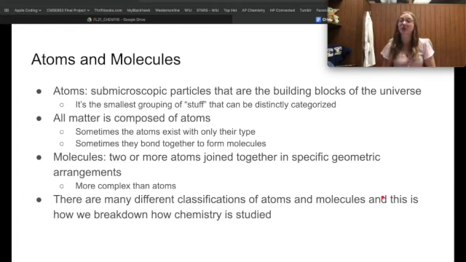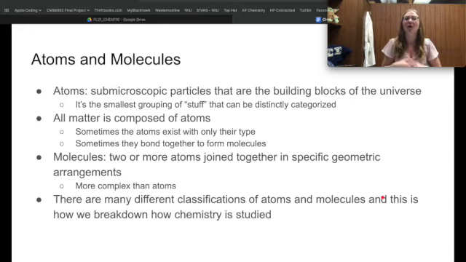We do have special equipment that allows us to see individual atoms, but again, we're calling that submicroscopic because you're not even going to be able to use a general science microscope to do this. We'll talk a little bit more about what we do use to do that in just a second. But when I say they're the building blocks of the universe, what I mean is they're the smallest grouping of stuff that we can categorize.